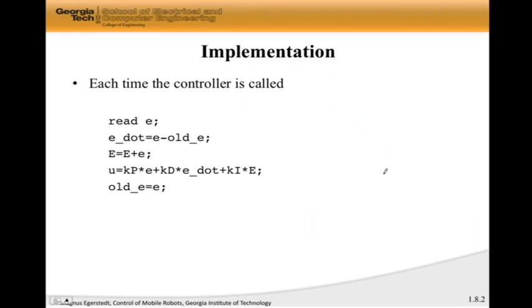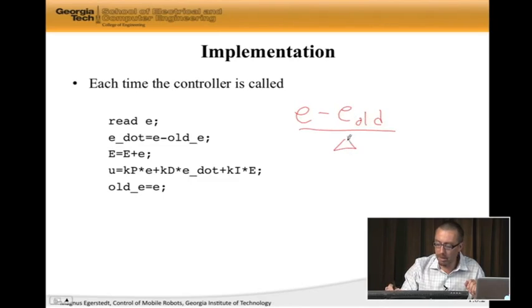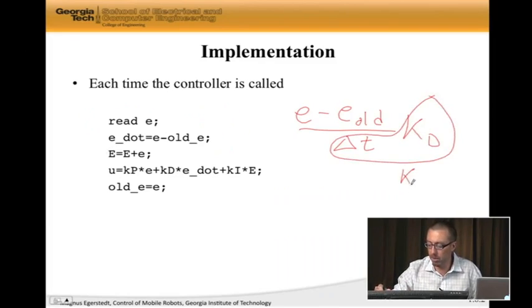So now, having said that, let's put this into pseudocode here. Every time the controller is called, I'm going to read in the latest error, which is the reference minus the measurement. And then I'm going to say E dot. E dot is really E minus, let's call it E old here, divided by delta t, right? But the D part of the controller is kd times this thing. Well, what if I just call this thing my new, let's call it kd prime. I just divide it by delta t, because I don't actually need to typically know delta t.